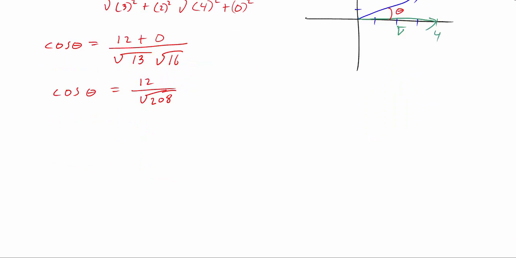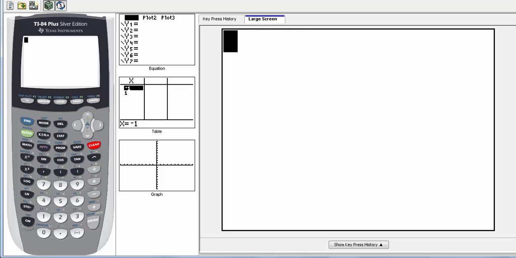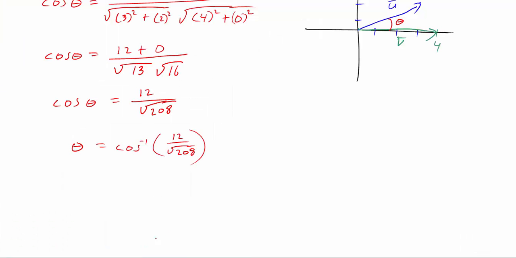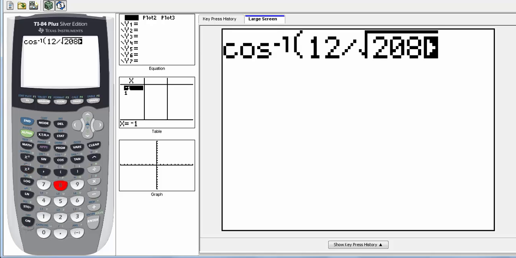So if we're solving for the angle, then we have to take the inverse cosine. So the inverse cosine of 12 over the square root of 208. So we would just simply go to the calculator and type that in. So second cosine. Okay, and then we need to type in 12 over the square root of 208. So 12 divided by the square root of 208.